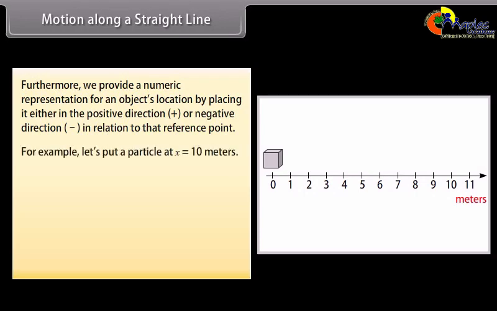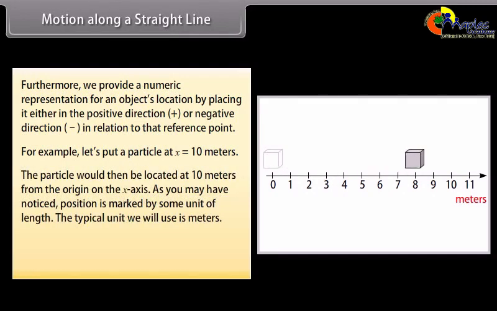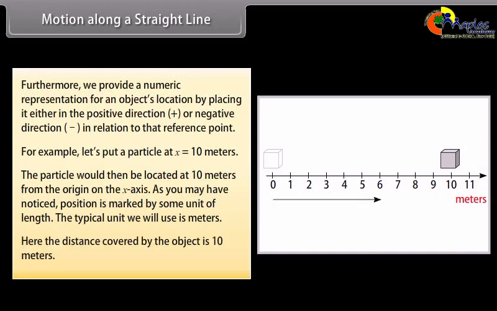For example, let's put a particle at x is equal to 10 meters. The particle would then be located at 10 meters from the origin on the x-axis. As you may have noticed, position is marked by some unit of length. The typical unit we will use is meters. Here the distance covered by the object is 10 meters.